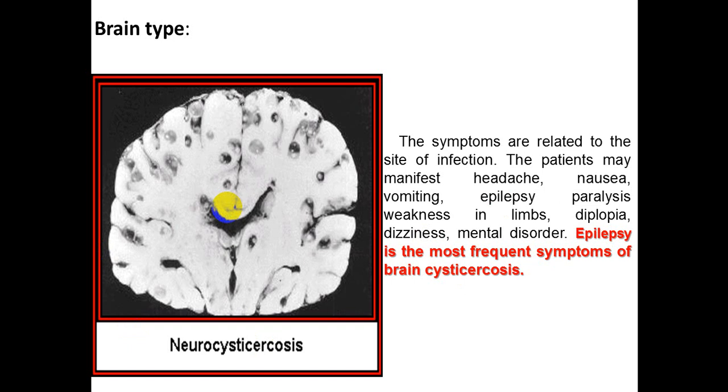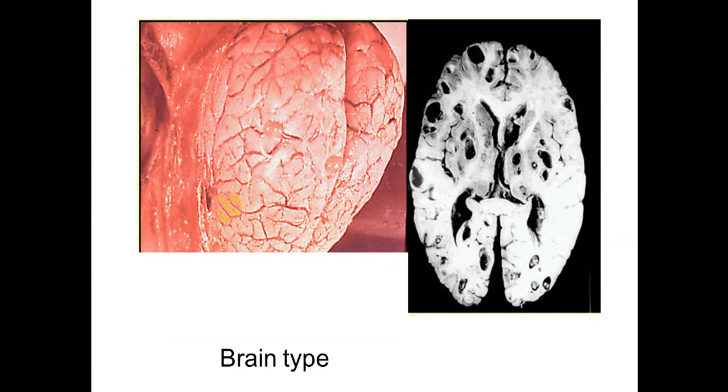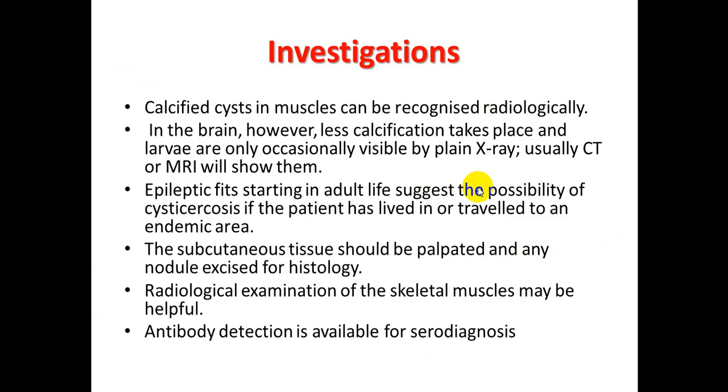So for any child in the Western countries, as you know, with the pork meat habit, ingestion. Any child with a history of fits, brain CT or brain MRI is essential to exclude infection with this worm. This is a brain, with diffuse brain affection, and this is a dead patient.